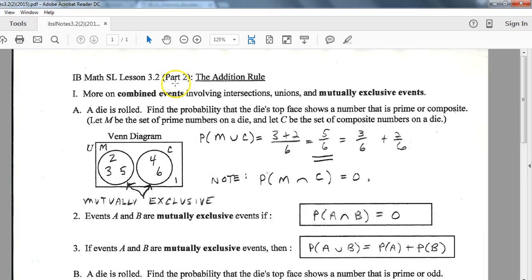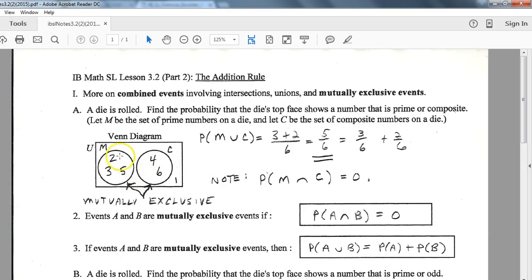So for the second part of the Section 2 lesson, we're looking at some things that really all came up in the Part 1 video, but you're getting some bonus examples here that will help. If we were to toss a die, and we said, what's the probability that the number showing on top is either prime or composite? Composite just means it's not prime.